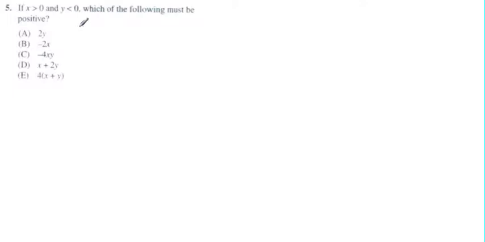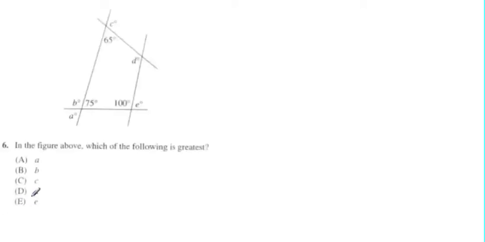Alright, number 5. X is positive, Y is negative, must be positive. That means somehow Y has to be, which is negative, becoming positive. How could it be possible? Now, that's right. When you look into choice C, you see negative and then Y was negative. Those two combined together becomes positive. So our answer becomes choice number C.